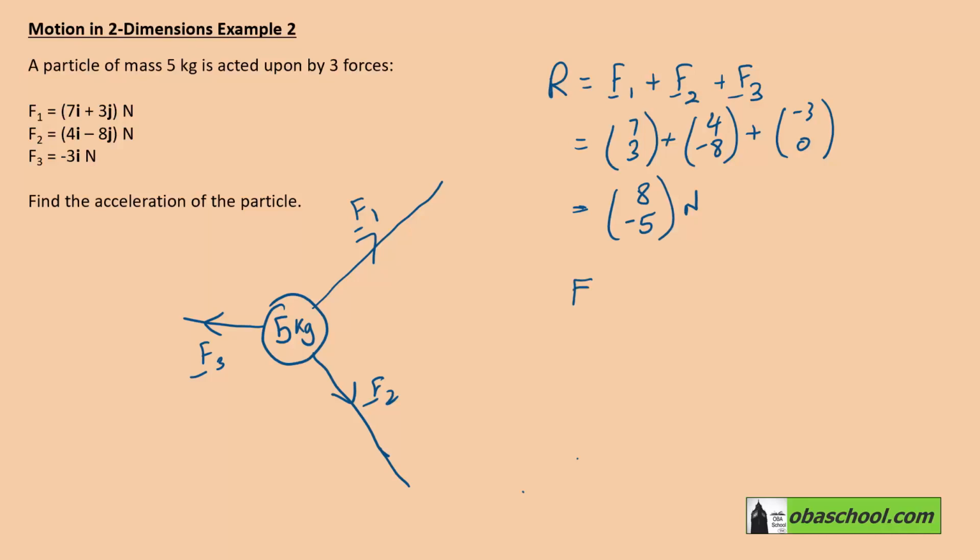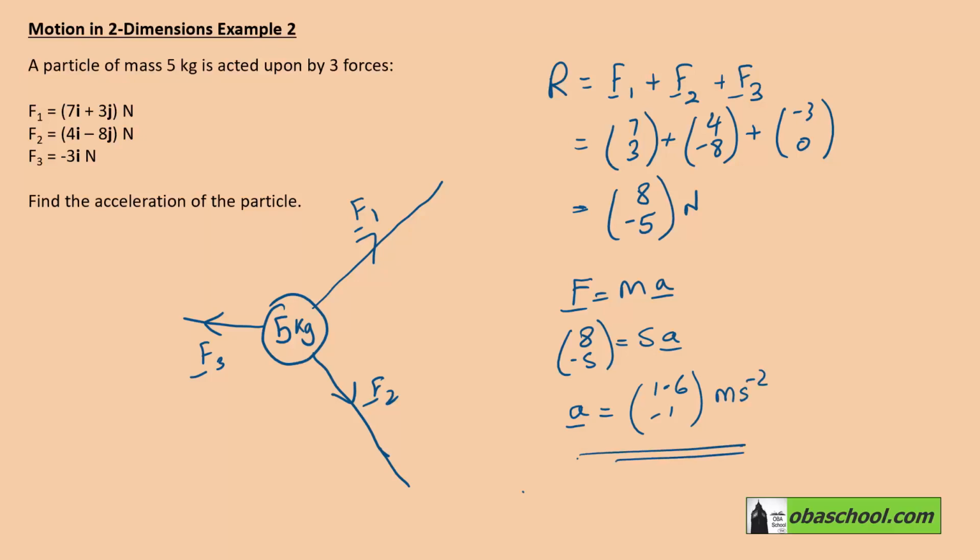So we know that F equals ma. The resultant force is 8, negative 5, and that's equal to 5a. So dividing both sides by 5 gives us a is 1.6, negative 1, and that of course would be in meters per second squared.